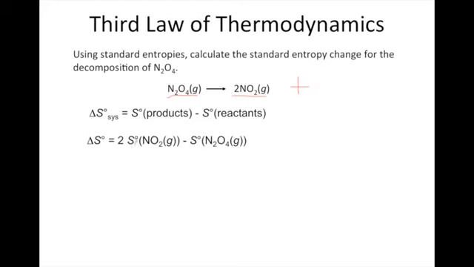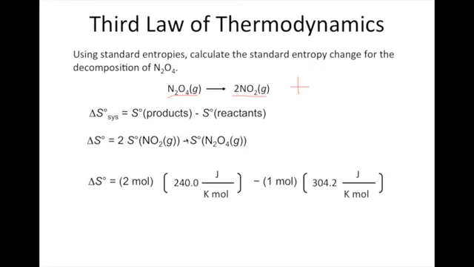So I take the entropy of my products times 2 minus the entropy of my reactant times 1. I plug in the values that I get from that table or from the appendix in your textbook, and I calculate this, and I get the entropy change for this reaction is a positive 175.8, and remember your units, joules per Kelvin.